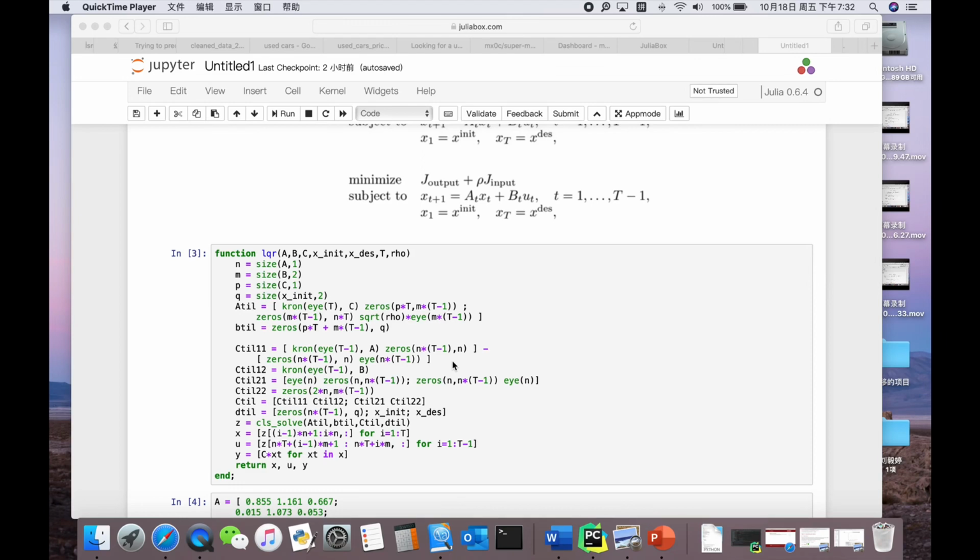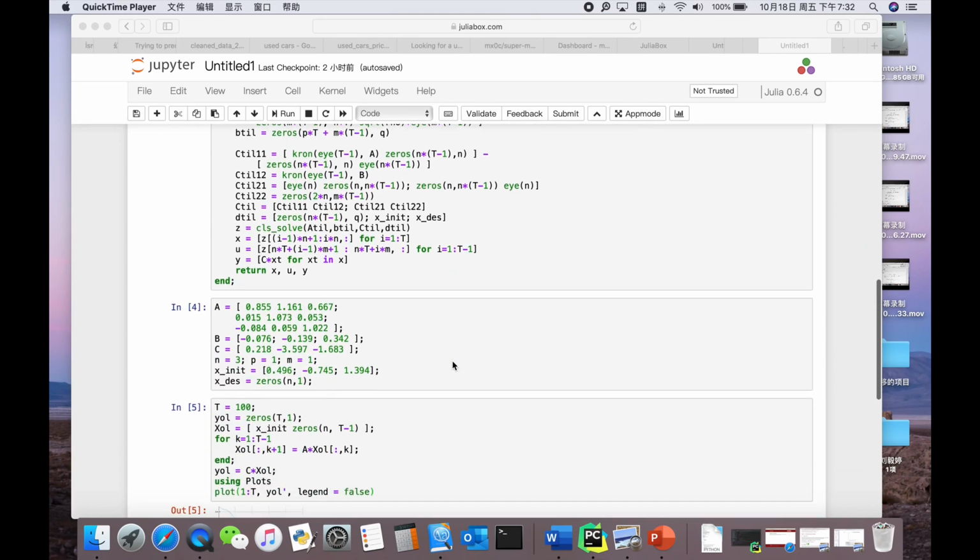We allow the input arguments x init and x destination to be matrices, so we can solve the same problem for different pairs of initial and end states with one function call. The number of columns in x initial and x destination is q. Then the entries of the three output sequences x, u, y are matrices with q columns. The ith columns are the solution for the initial and end states specified in the ith columns of x initial and x destination.